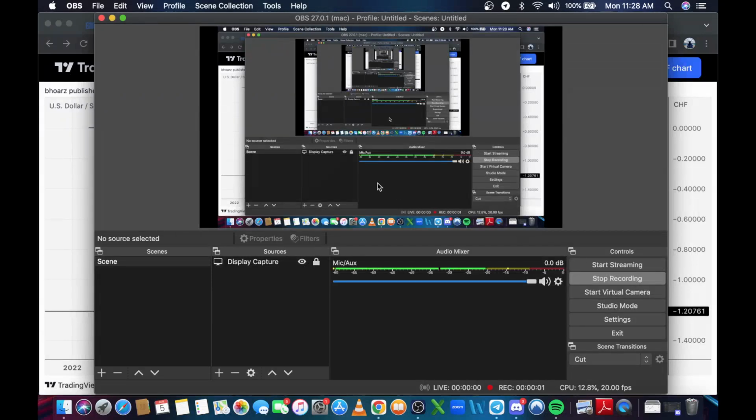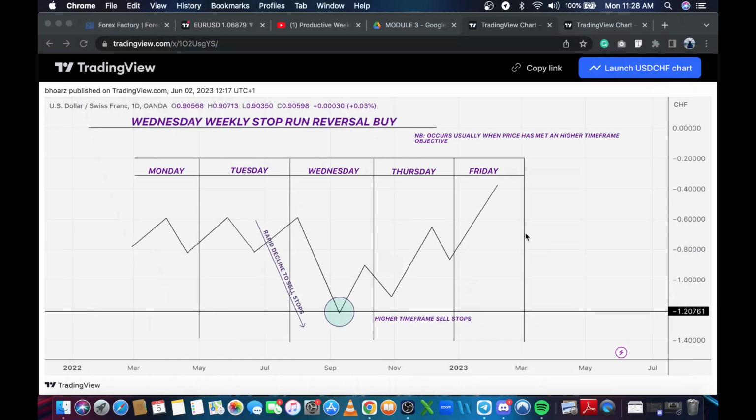Hello guys, welcome to the final lesson on the weekly range profile, and in this one we're going to talk about the weekly stop run reversal, buy or sell. Now this is really straightforward, unlike the other weekly range profiles.